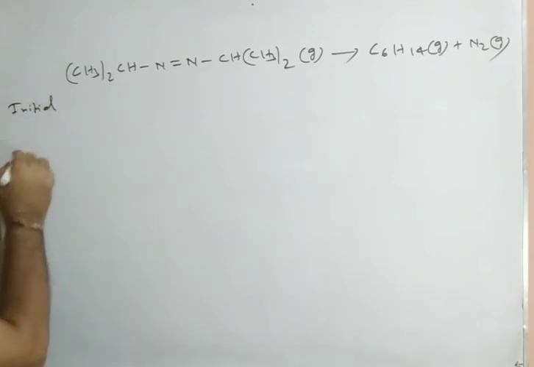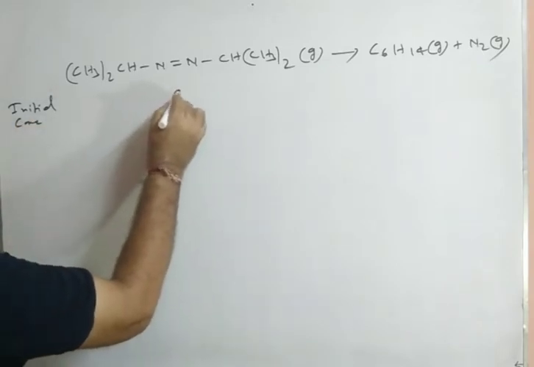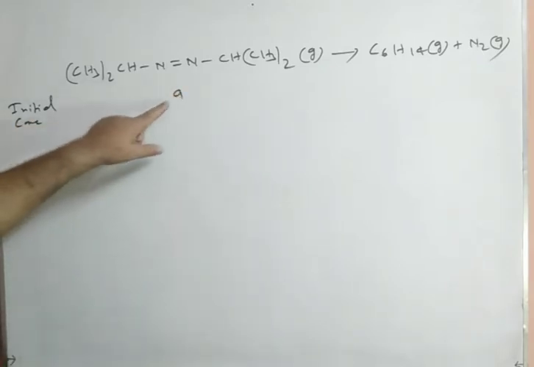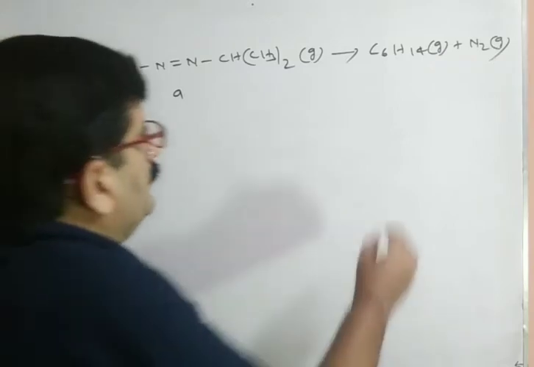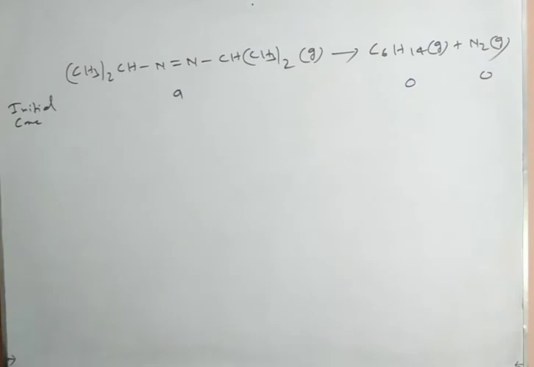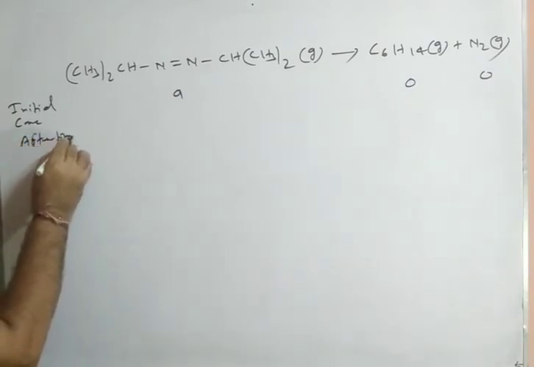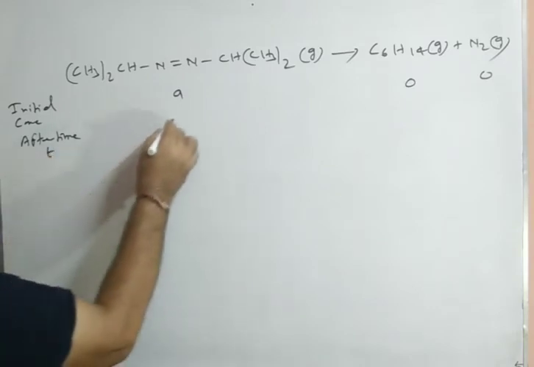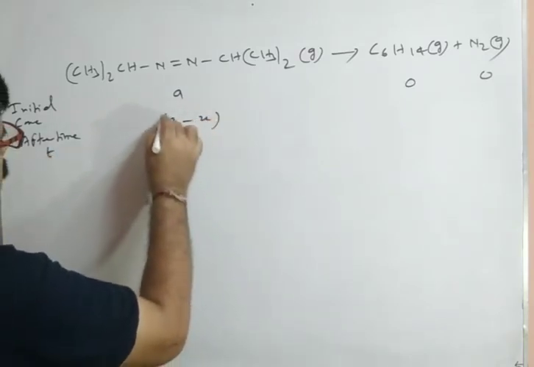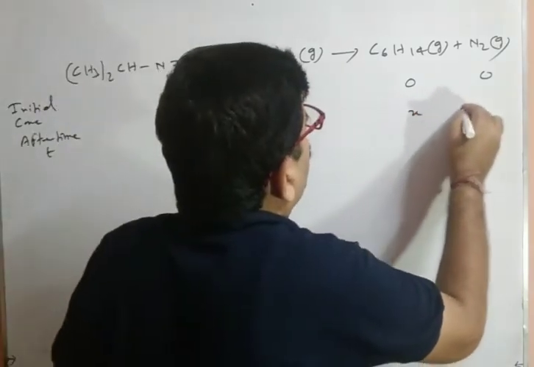Initial concentration, suppose it is taken as a, then the concentration of product becomes 0. After time t, the concentration of azoisopropane is a minus x, and here we can write x, x.